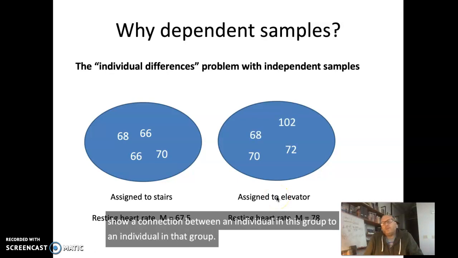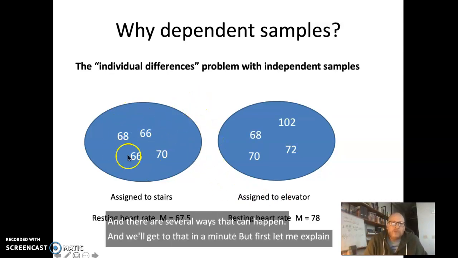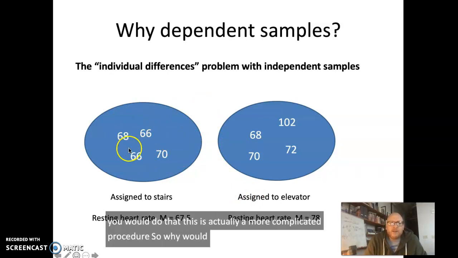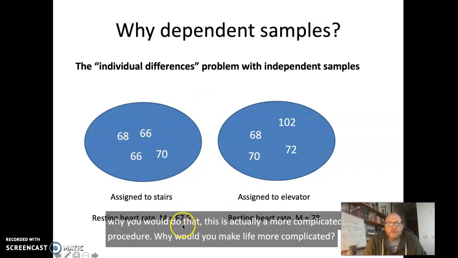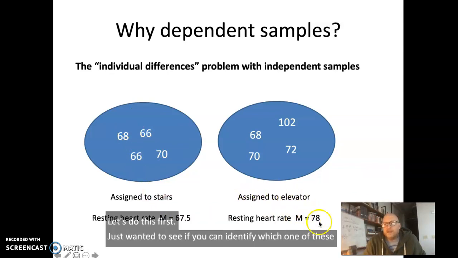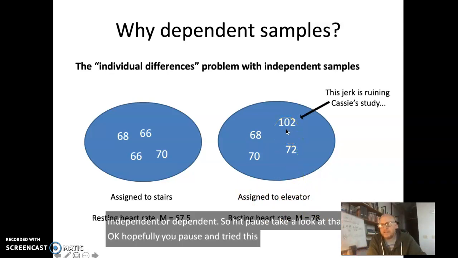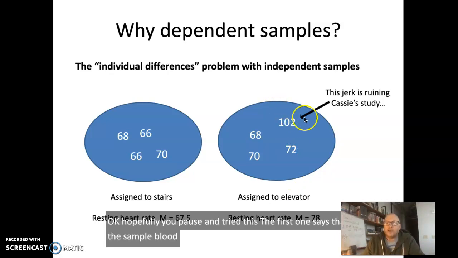Now, normally you would hope that randomizing people gets rid of this effect, but if you look at this group, before the study even begins, they're still sitting in the classroom, their average is 67.5, and the elevator group before the study even begins has an average of 78. And it's because that jerk right there with tachycardia is ruining Cassie's study, and doing it actually in 2 ways.